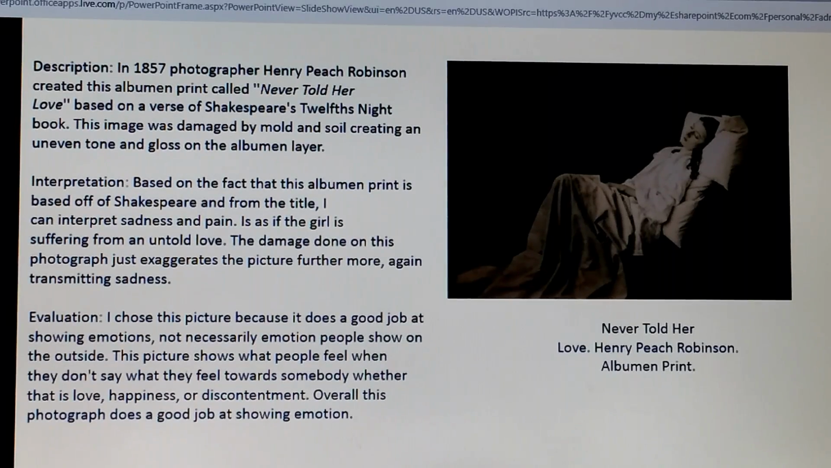My evaluation for this is that I chose this picture because it does a good job at showing emotions, and not necessarily emotions that people show on the outside, but rather have on the inside. This picture shows what people feel but don't say towards somebody, whether that is love, happiness, contentment. Overall, this photograph does a good job at showing emotions.